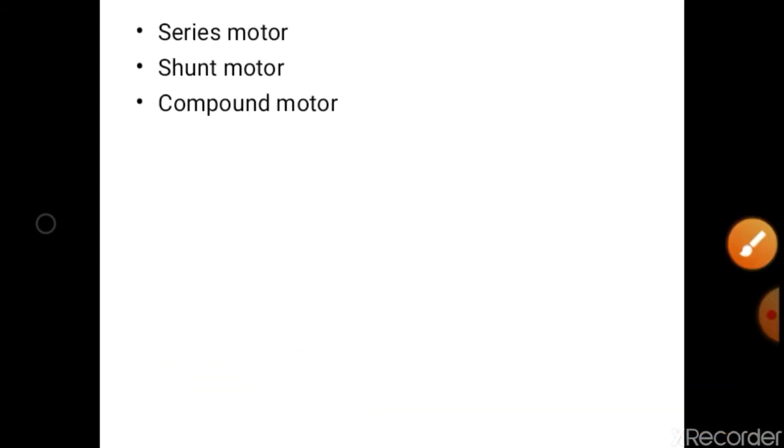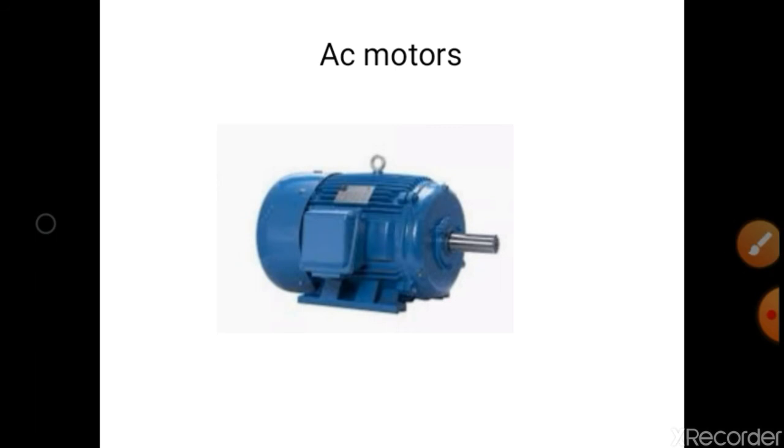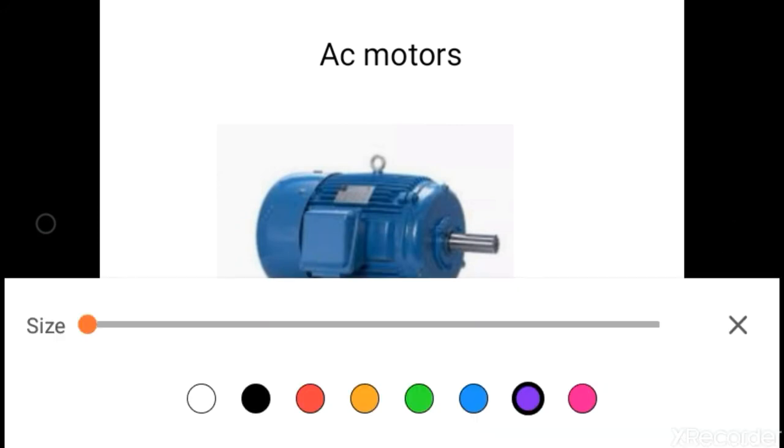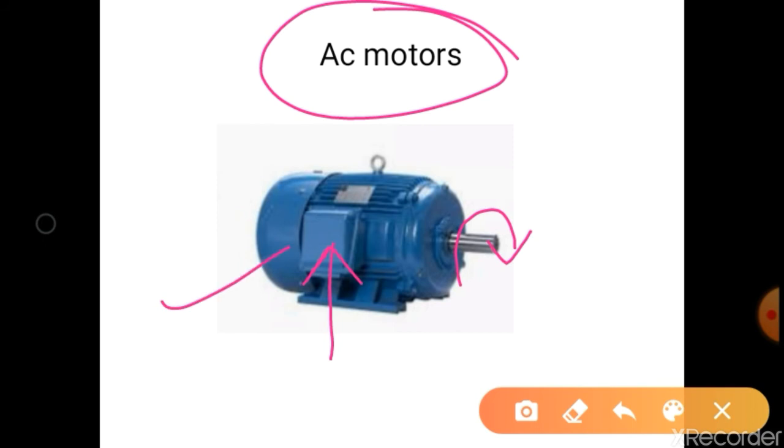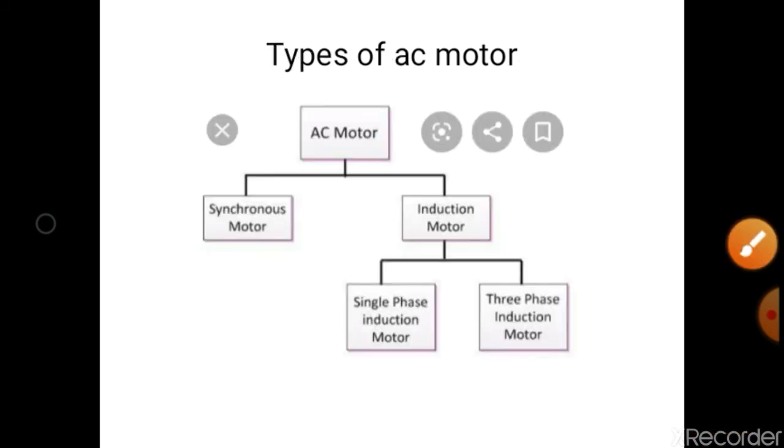So the next point is the AC motor. The name itself indicates that, in AC motors, the input given to the motor is an AC supply, and the output will be a rotating magnetic field, or mechanical energy. So this is one type of AC motor. There are a number of types of AC motors. Mainly there are two types: synchronous motors and induction motors.